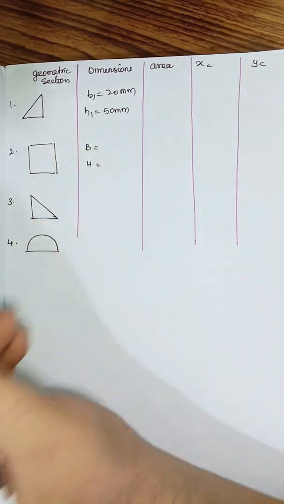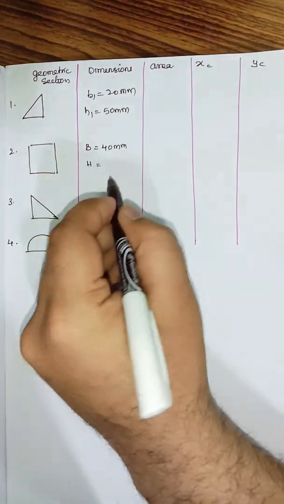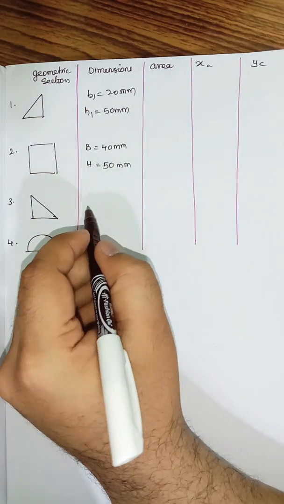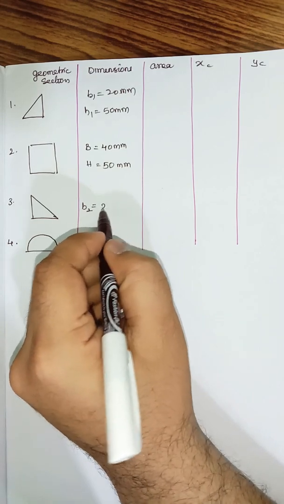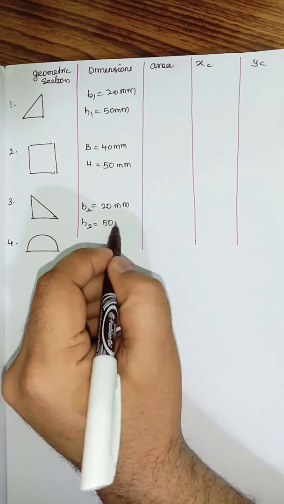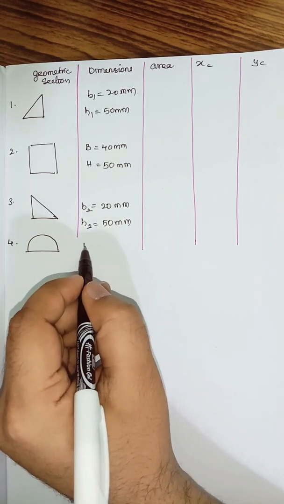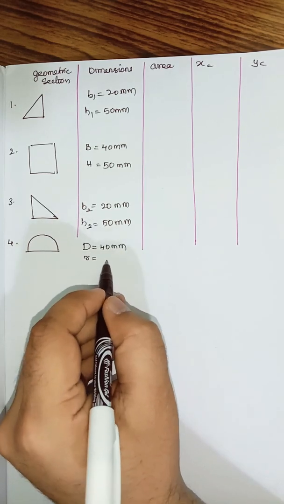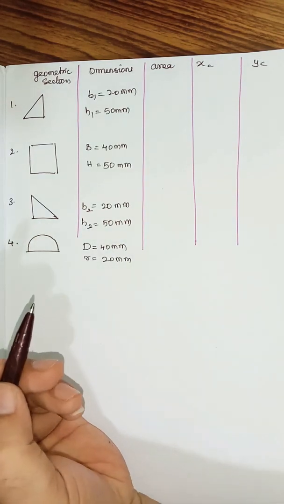Now for the next one, the rectangle, the base, I'll take this one as capital B and capital H. B is 40 millimeter, and the height of the rectangle is taken as 50 millimeter. It is given actually. Next we have the second triangle, the base B2 is again 20 millimeter, and height H2 is again 50 millimeter. And for the last one, the semicircle, the diameter capital D is given as 40 millimeter, or the radius of this one is taken as 20 millimeter. Obviously it will be half of the diameter.